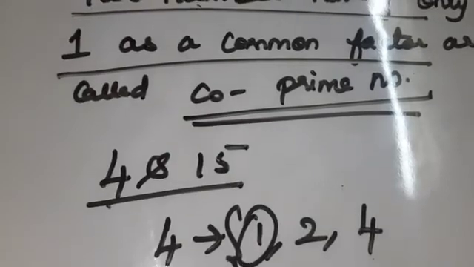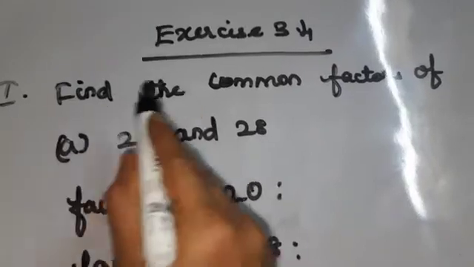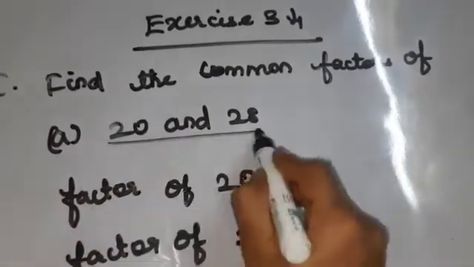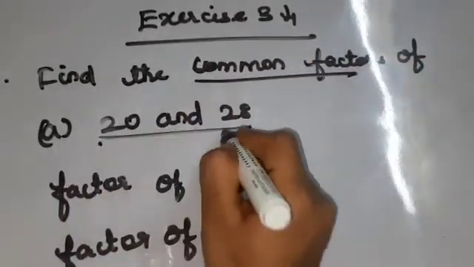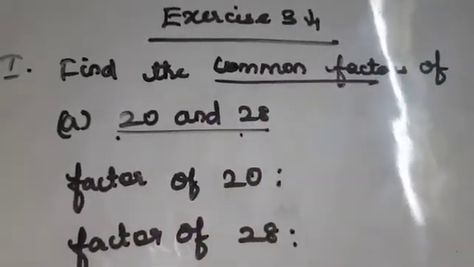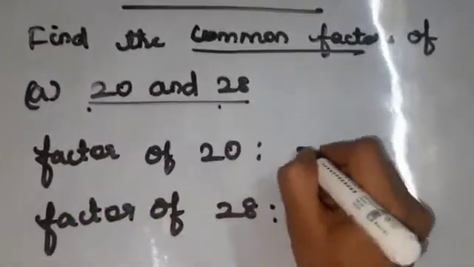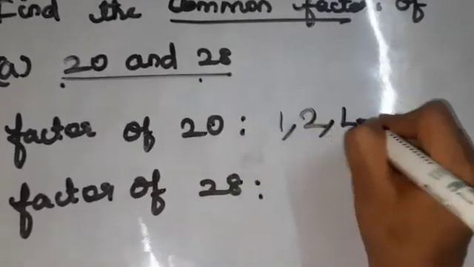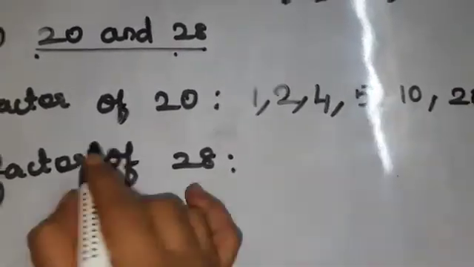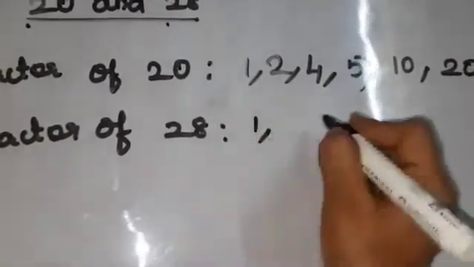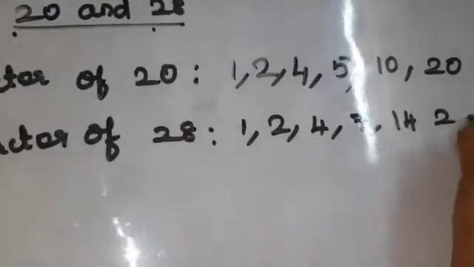Now, let's solve the exercise problem. Exercise 3.4. First main, find the common factors of 20 and 28. So what they have asked us to find out is the common factors of 20 and 28. You're going to solve in the same format as I am solving now, students. So listen carefully. The factors of 20 are 1, 2, 4, 5, 10 and 20. For 28, 1, 2, 4, 7, 14 and 28.